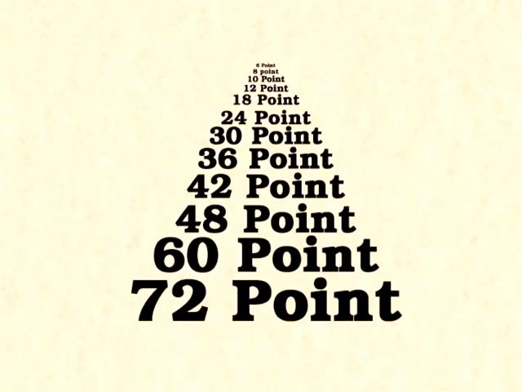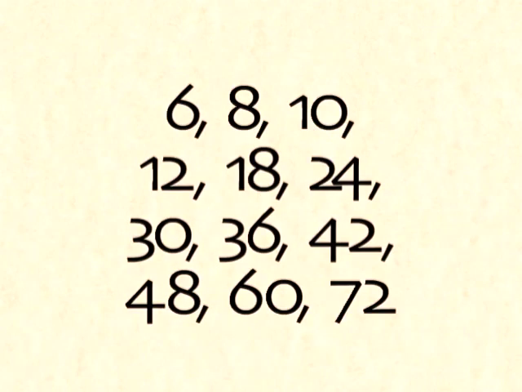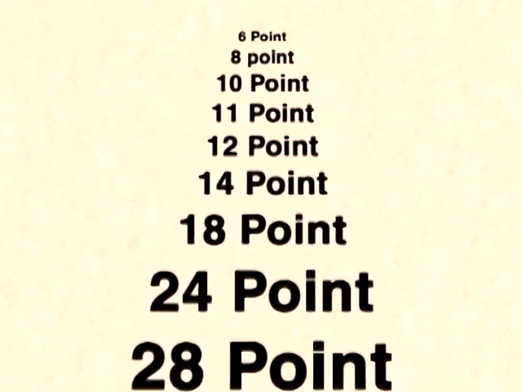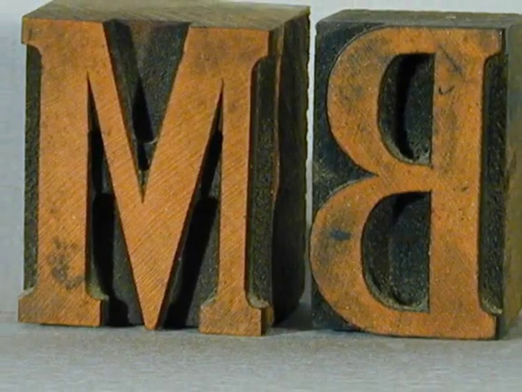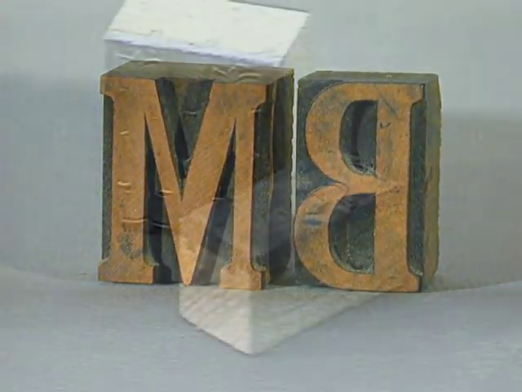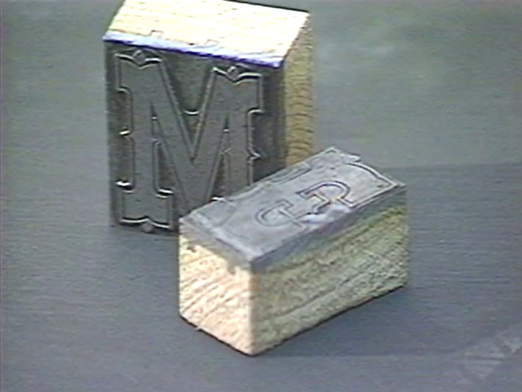All of the sizes in one style were called a series of type. These letters represent a series of Bookman type in sizes ranging from 6-point to 72-point. Foundry type was usually sold in the point sizes shown. Intermediate sizes were available for some more popular type styles. Wood type and metal type was manufactured in larger sizes for special purposes.